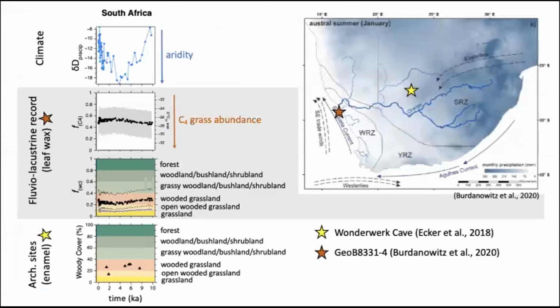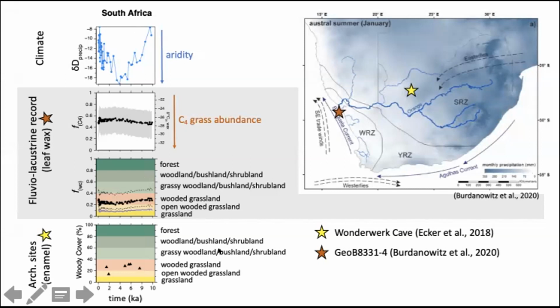So here is what this looks like. Down on the bottom, we have the woody cover reconstruction from tooth enamel from archaeological sites. I have the UNESCO definition here on this side. Up here, we have fraction woody cover calculated from leaf waxes. The dots and the error are from the McGill method, and then the line down here is from the Zhang method. There's obviously some mismatches.